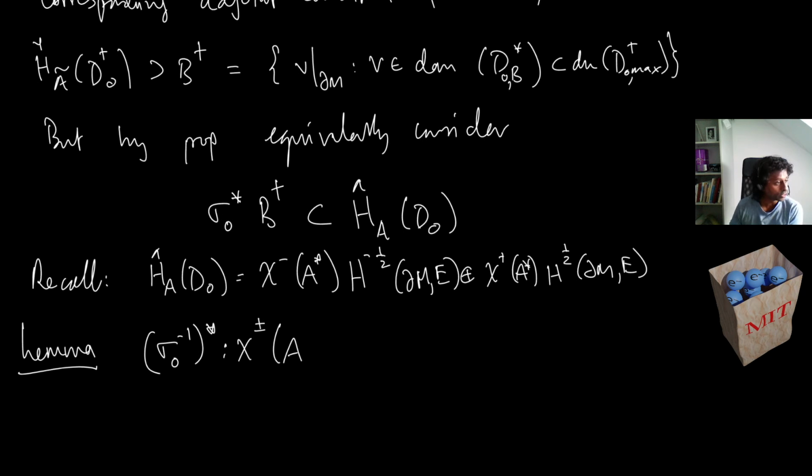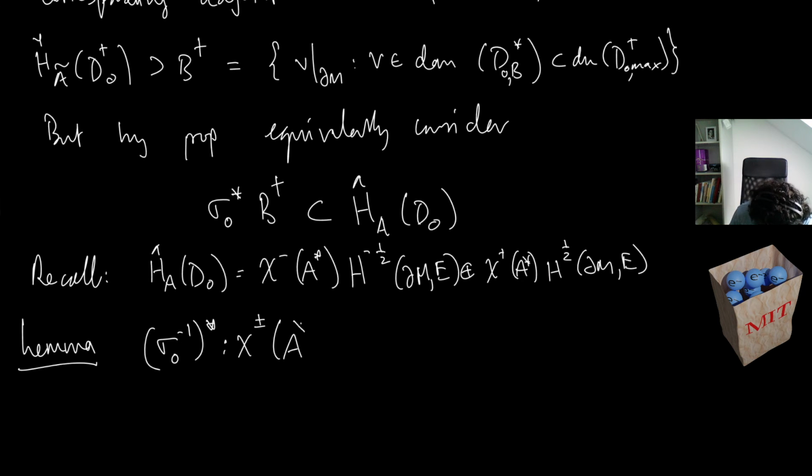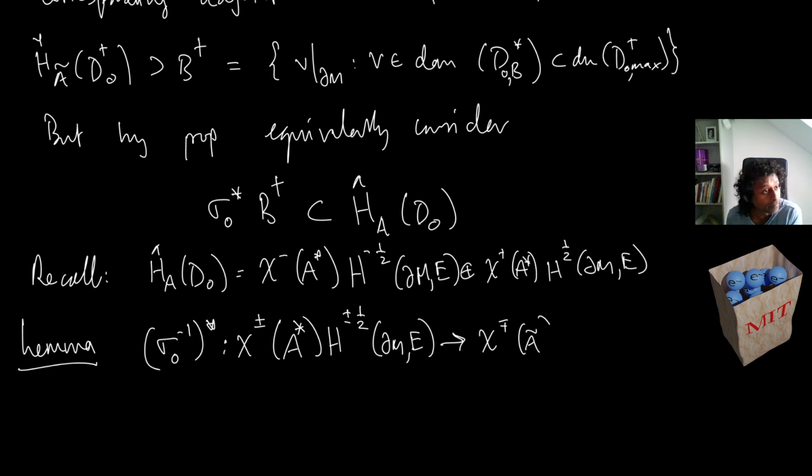So what does this do? This map takes the adjoint spaces H plus minus a half on the boundary, respectively to minus plus A tilde H plus minus a half F. So the plus goes to the minus, yes, that's the correct plus minus a half.